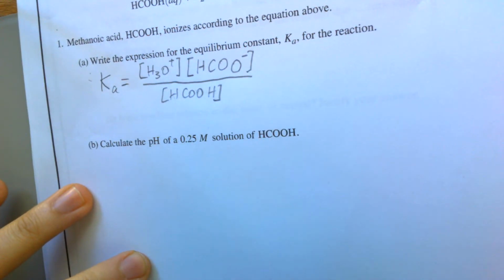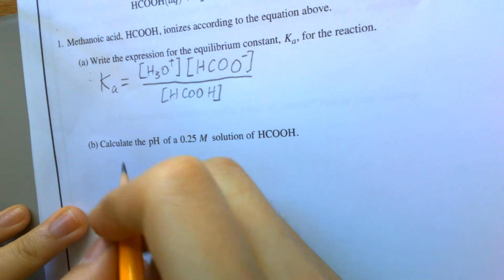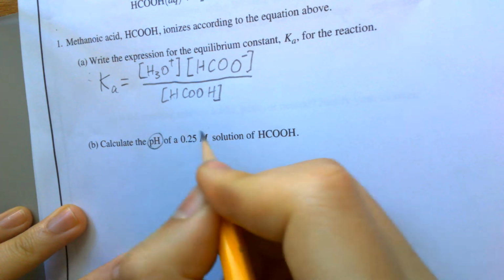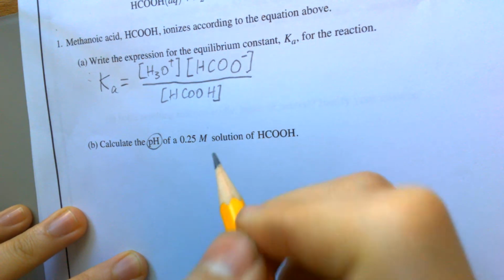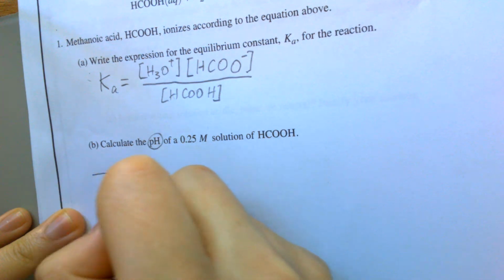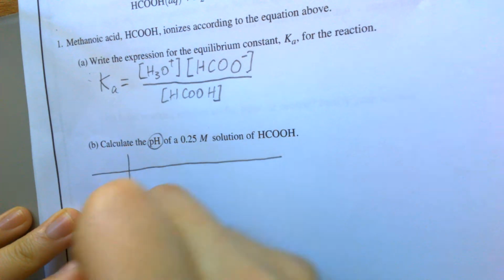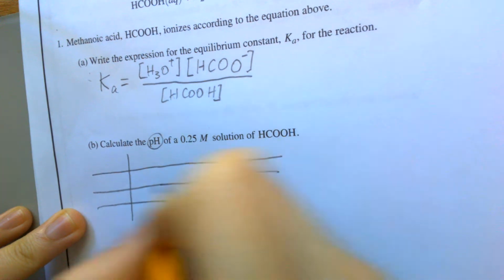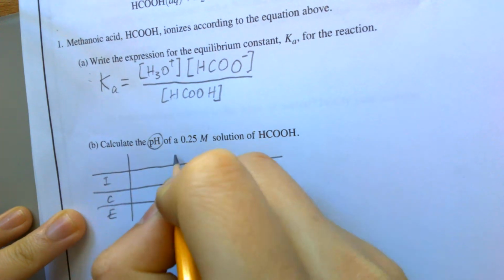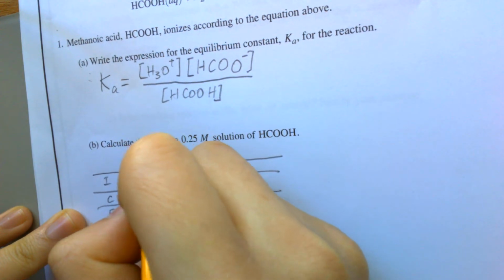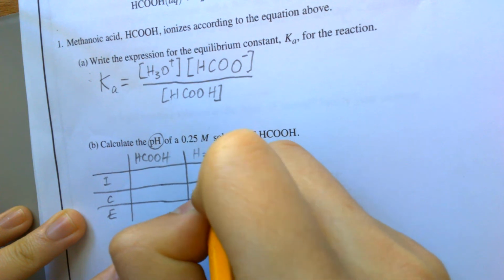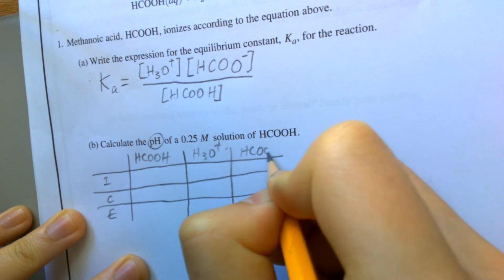Part B, we need to calculate the pH of a 0.25 moles per liter solution of HCOOH. So firstly, in order to calculate pH, we need to know what the concentration of hydronium ions is. So we need to set up an ICE table. We have three different chemicals: HCOOH, H3O+, and HCOO minus.